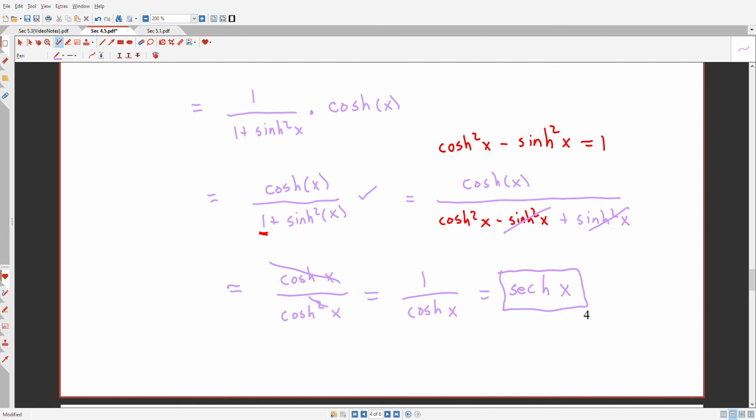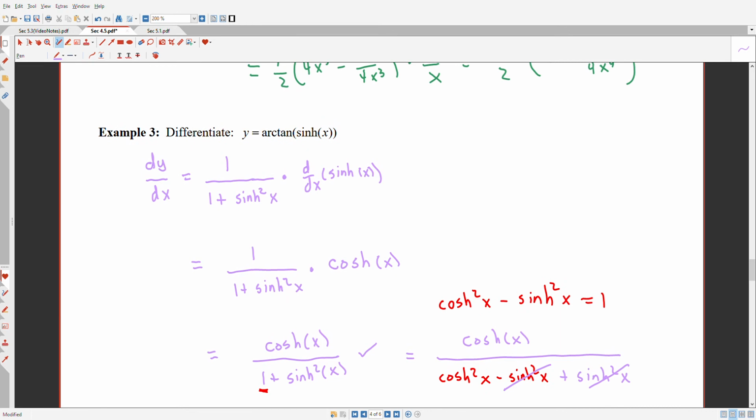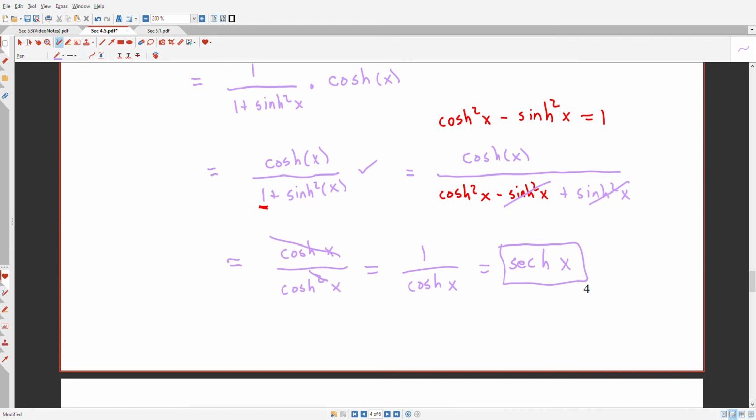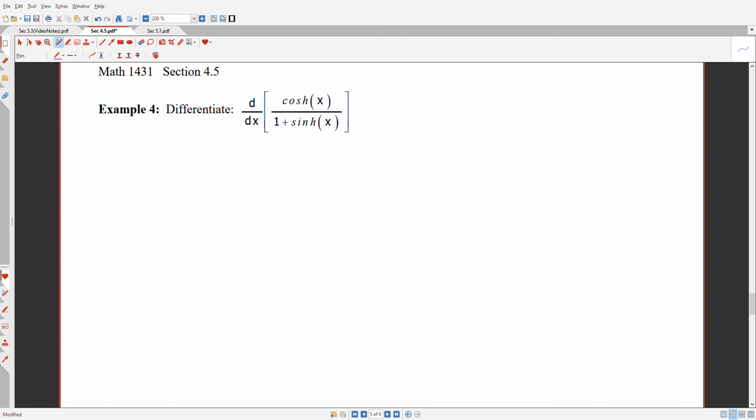So what did we just find? We found that the derivative of the arctan of hyperbolic sinh of x was the hyperbolic secant of x. Oh my goodness. Here's another one. Take a derivative of this fraction.